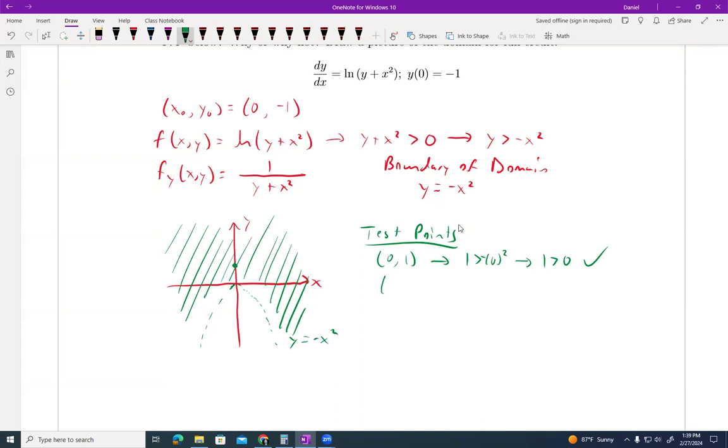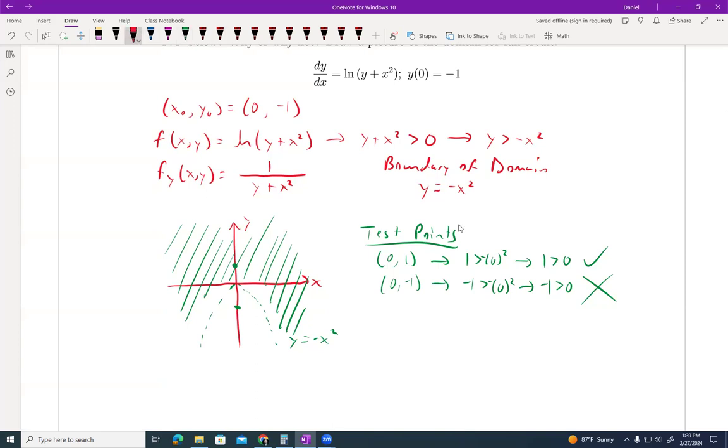Now let's try 0, -1. Plug that into this inequality, we get -1 is greater than -0 squared. So that simplifies to say that -1 is greater than 0, which is definitely not true. So this part right over here, where we have 0, -1, that is not part of the domain. Okay, so we're not going to shade that region.